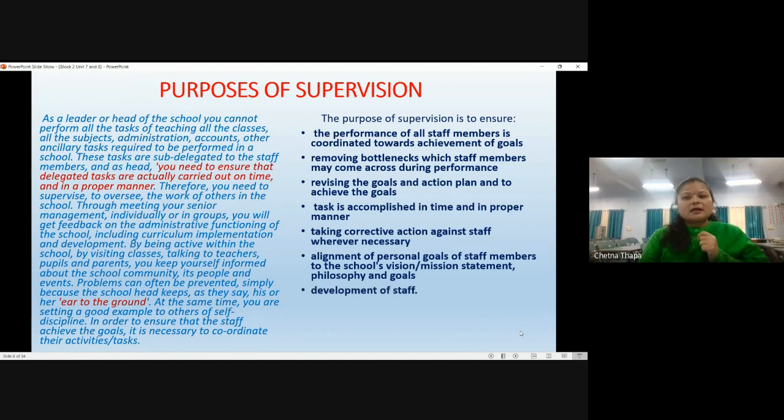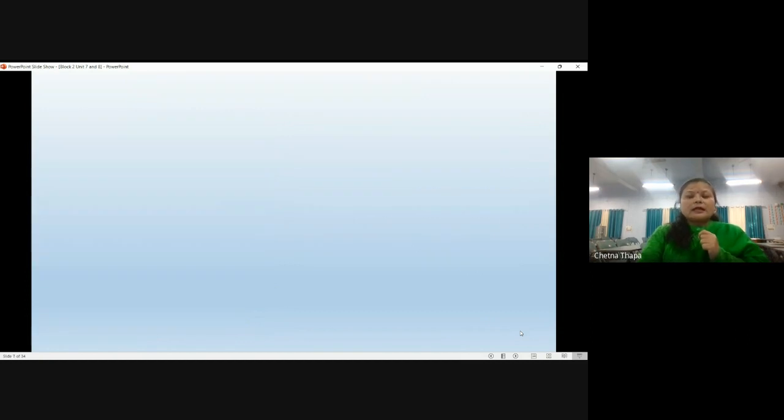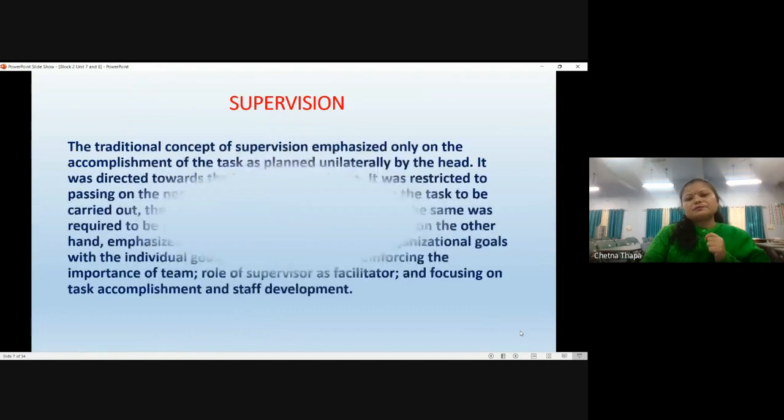Now, next is through supervision, you can go forward for the development of the staff. You will be able to know the needs of the staff, the problems of the staff, and then you can plan for the development of the staff. Then we will discuss about the supervision.